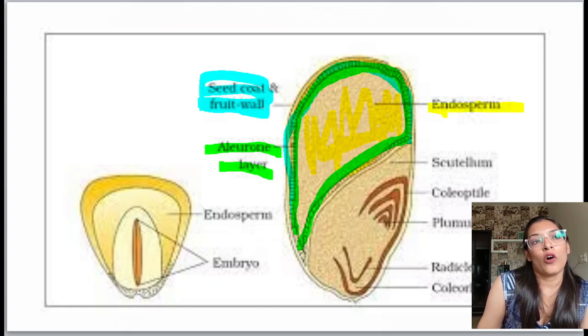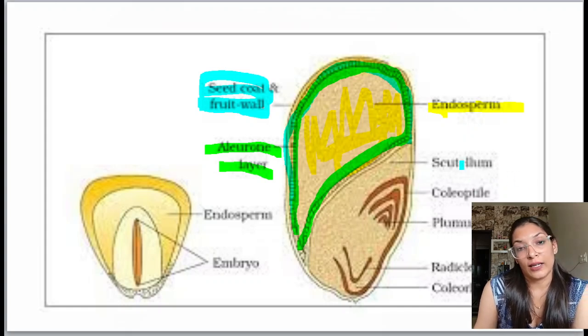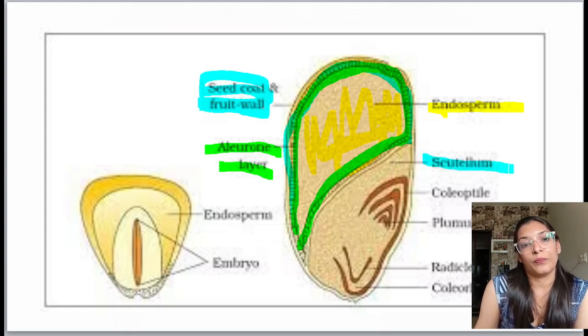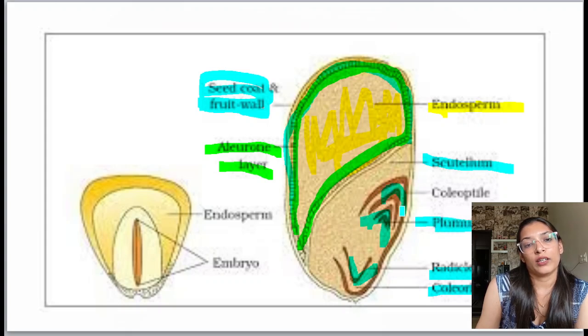Now in case of monocot, the cotyledon, the first embryonic leaf, has a name which is called scutellum. All right, and the plant is enclosed here. Here the radicle is there. It is further having a sheath, a protective covering, which is called coleorhiza, and then the plumule is there. The plumule will give rise to the plant. It is further having a protective covering, which is the coleoptile.